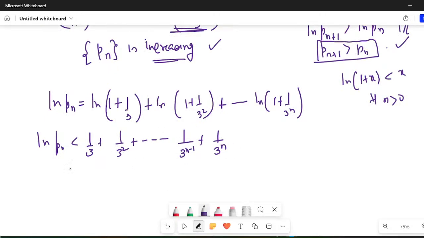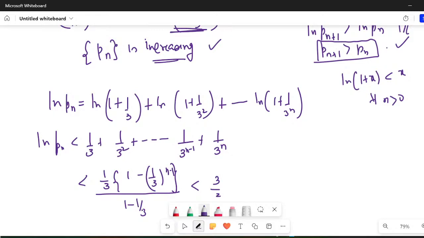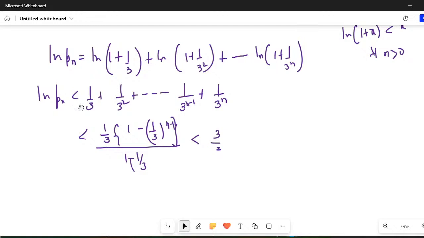Okay, what does it imply? This is a geometric series, and it is quite easy to see that it will be 1 upon 3 times 1 minus 1 upon 3 raised to power n, upon 1 minus 1 by 3. I think it would be 2 by 3 in the denominator. So I'll write it here: it is 1 by 3, 1 by 3 square, and so on up to 1 upon 3 n minus 1, and the last one will be 1 upon 3 raised to power n, right?